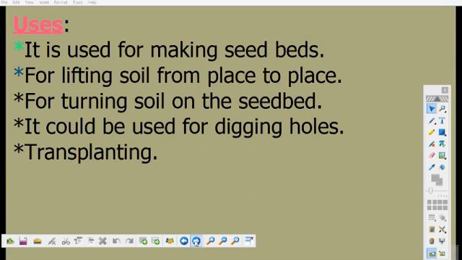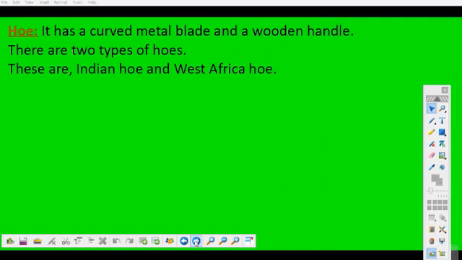Let's look at another simple farm tool. Another one is hoe. What is hoe? So it has a curved metal blade and a wooden handle. There are two types of hoes. One is Indian hoe and the second one is West African hoe. Let's look at the difference between Indian hoe and West African hoe.